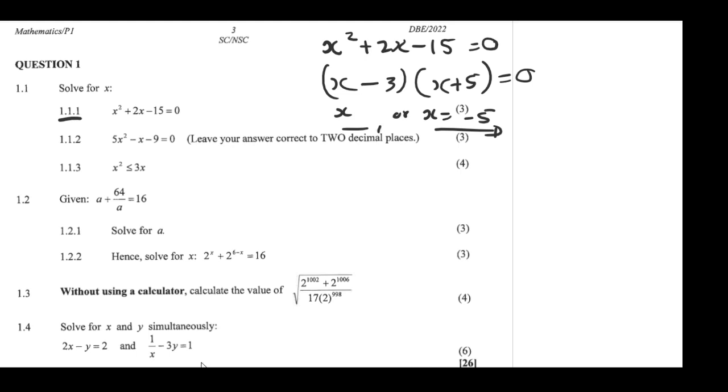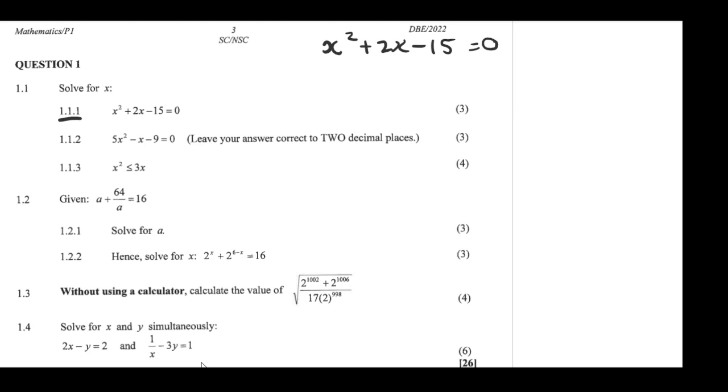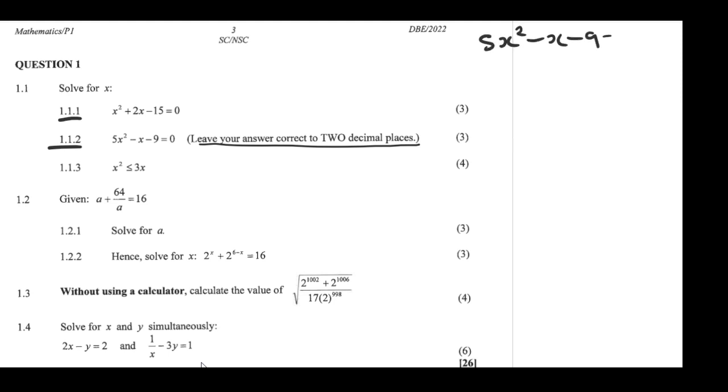Now let's go down to 1.1.2. Let me just erase this quickly. So in 1.1.2, we also solve for x. Whenever you have a statement that says leave your answer correct to 2 decimal places, it tells you that you can't factorize this problem. So you have 5x squared minus x minus 9 equals 0, and you have to use the quadratic formula: x equals minus b plus or minus the root of b squared minus 4ac, all over 2a.